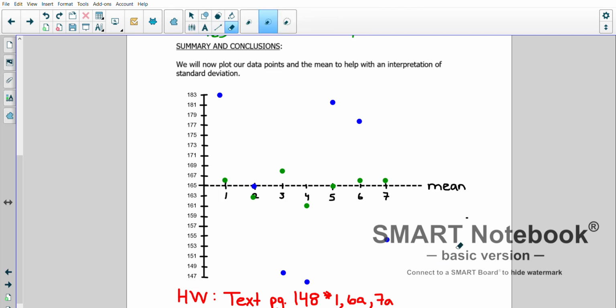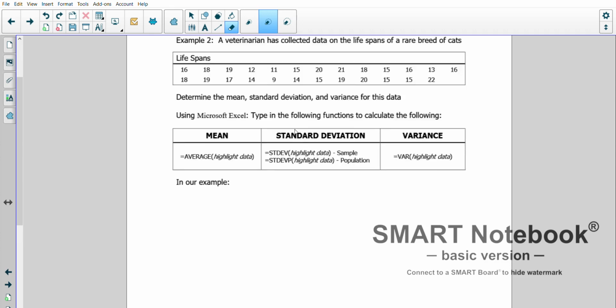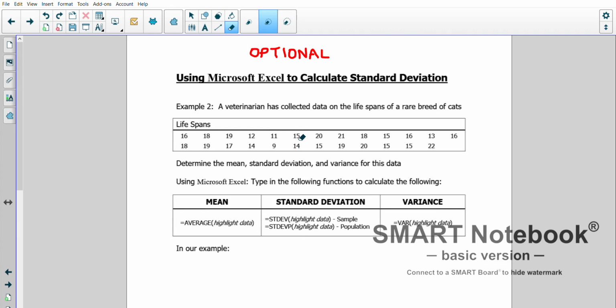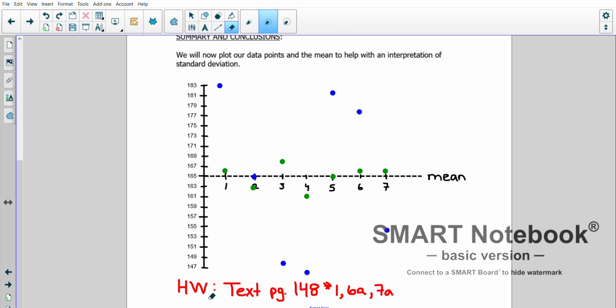So that's it for this lesson. This next page here, using Microsoft Excel, you can work through this if you want. We would go into a computer lab. Obviously, we're not going to be doing that, but if you want to work through that, just get some experience using technology to do that calculation. It's fairly easy. So the suggested homework is down here below, and that's about it.